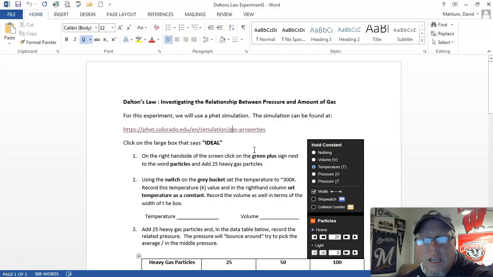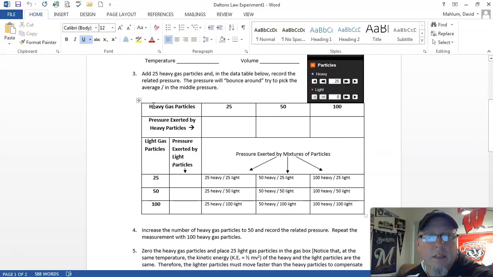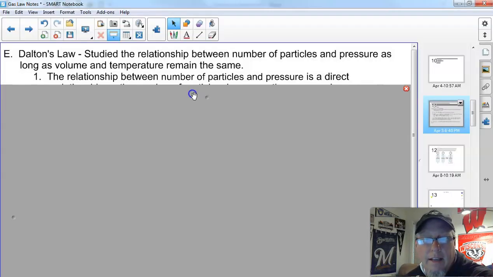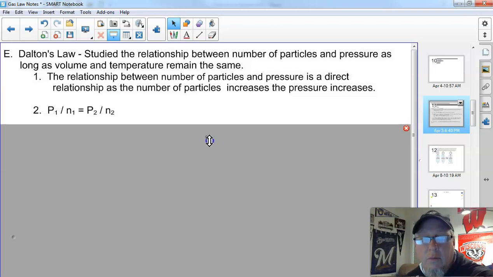So one of the things that we gave you to do was this little simulation on PhET. I'm going to use that simulation to describe Dalton's law with you, and the first thing that you should have seen is that as you increase the number of particles, and it didn't matter if they were heavy or light, the pressure should increase. So that is a direct relationship. And we've done formulas that have direct relationships enough times now.